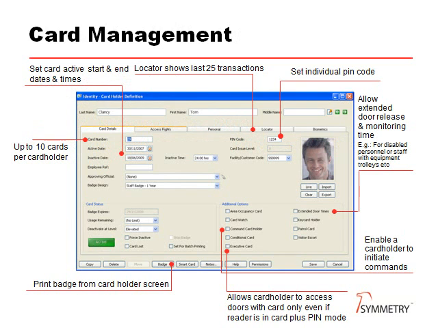Each card holder on the system needs to be defined with details such as name, start date for the card, and optional PIN code if readers have card and PIN requirements. Additional options such as extended door times leave the door unlocked for a longer period, which could be useful for disabled access.